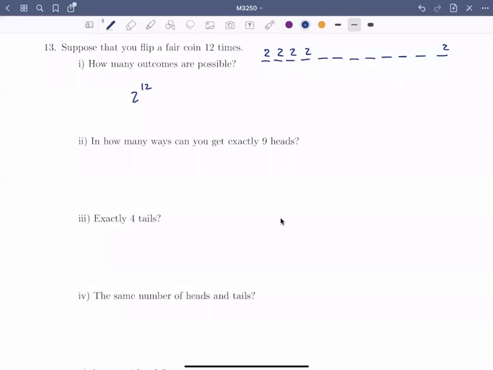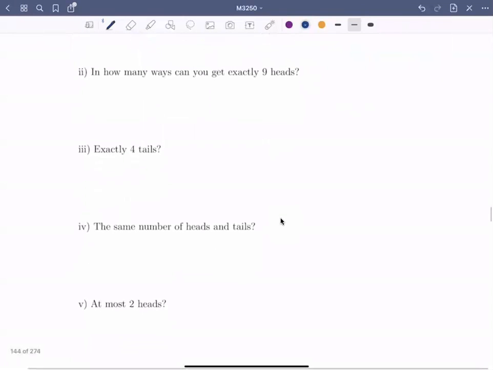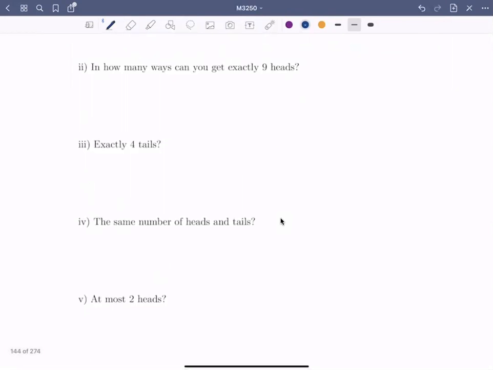Next, we want to know how many ways can we get exactly 9 heads. The way that I want to think about this is going to be a little bit different than what we did before. So I want to know in how many ways can we get exactly 9 heads. So of course you could have all the heads right up front. You could have 9 heads and then 3 tails.